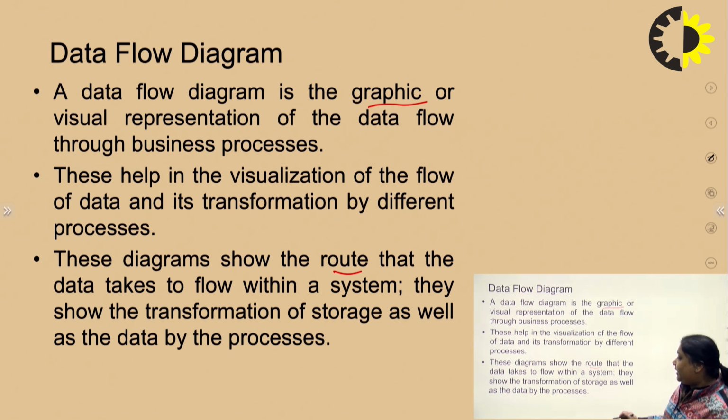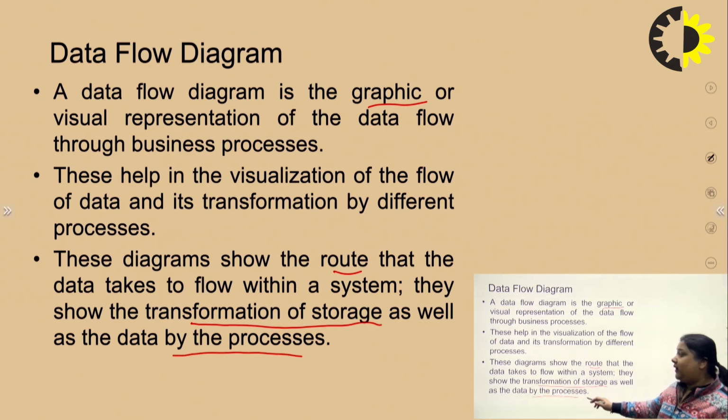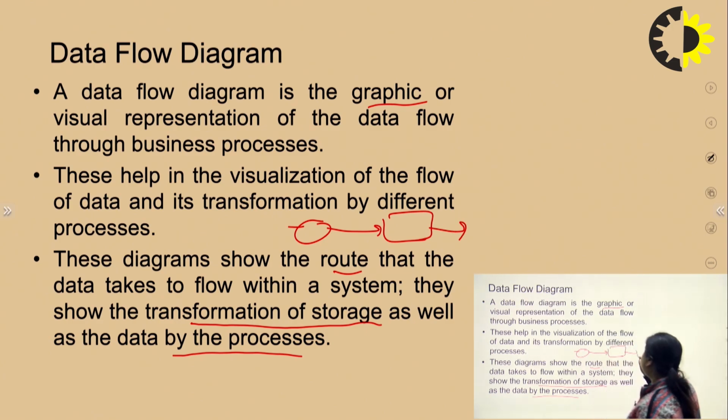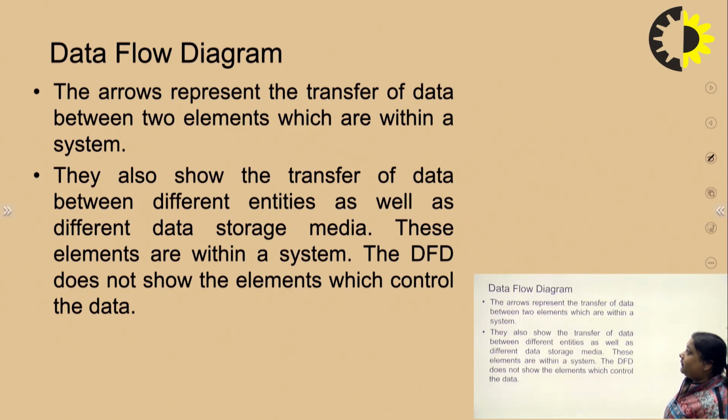So we are going to have the transformation of storage, data, and how data goes from one process to another, that has been shown in that data flow diagram. So the arrows represent the transfer of data between two elements which are within the system. This is the representation or relationship we are showing with the help of arrows.